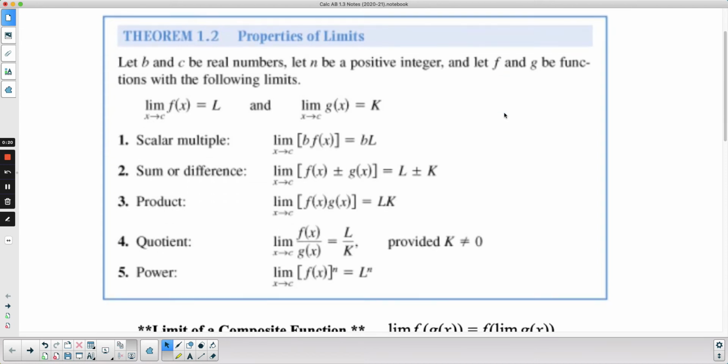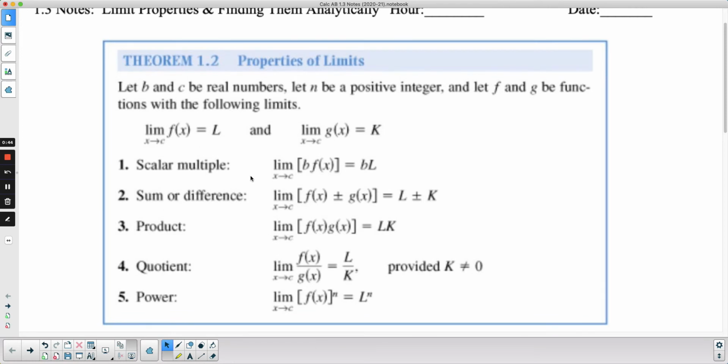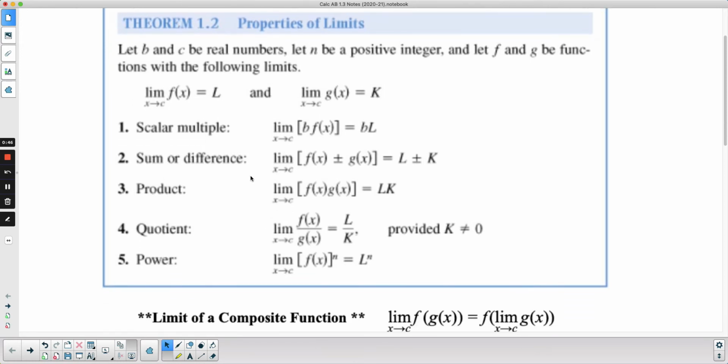There are other properties of limits, so you are going to want to take a look at the notes and familiarize yourselves with these properties. These properties are all embedded in our examples that we'll go through today. So you will see some of these, like a scalar multiple, a sum or difference, product, quotient, and power. You will see all of those. These properties are just embedded as we go. So just make sure you take a look at them and see if you can understand what they mean.